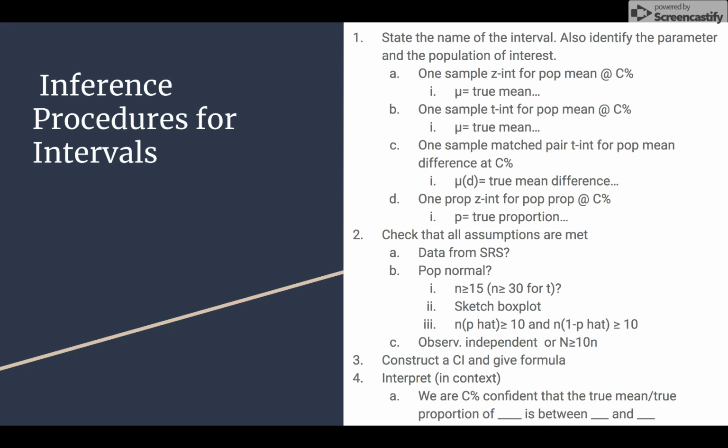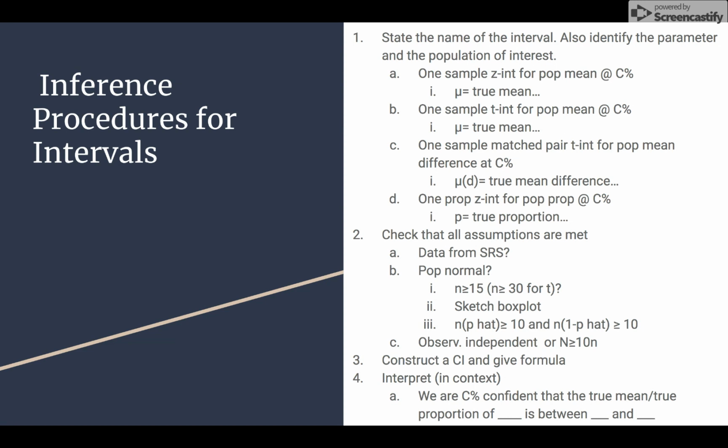So this is a refresher on the inference procedures for intervals. The first step is you always state the name of the interval and identify the parameter in the population of interest. So for z, t, and proportions, you'll always state one sample interval for the population mean at the confidence level, the C percent.